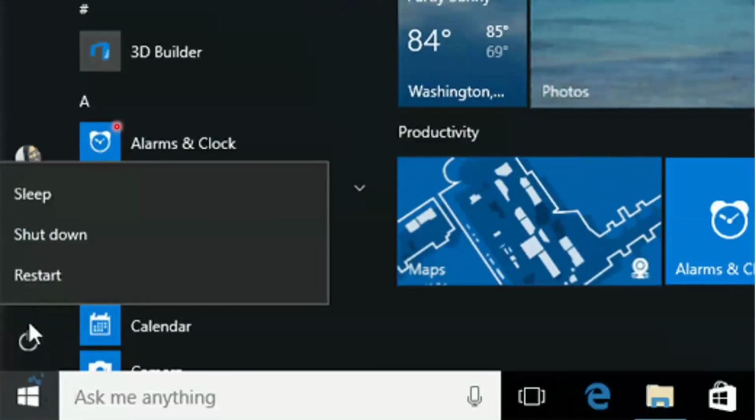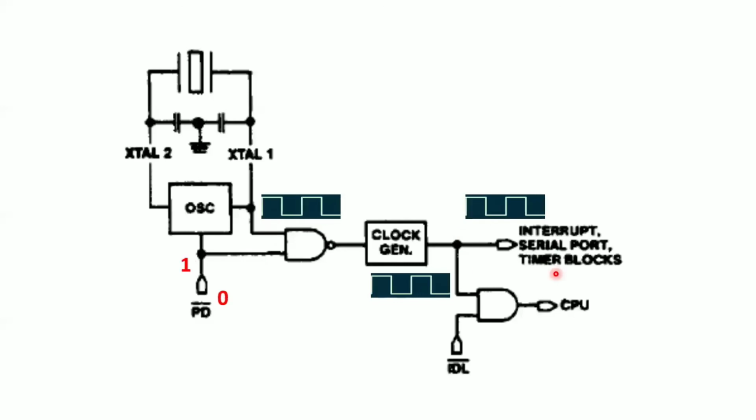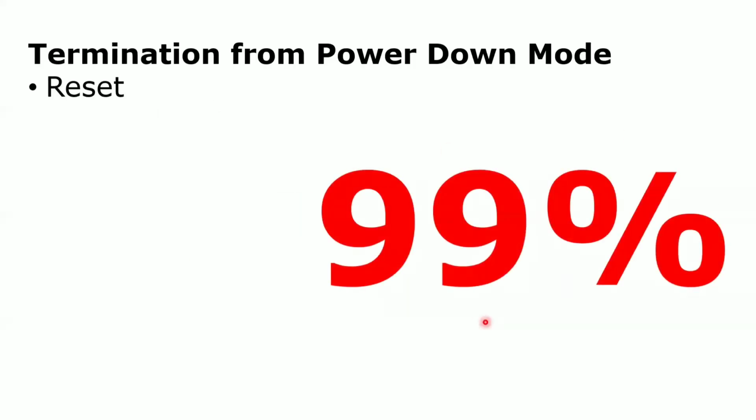Power down mode means just like your shutdown, powering off. Powering off means I will completely remove the clock frequency to your entire CPU. This is called your power down mode. Whenever the power down mode bit is 1, it will cut all the clock frequency to all the peripherals. With this you can save up to 99% of the power.